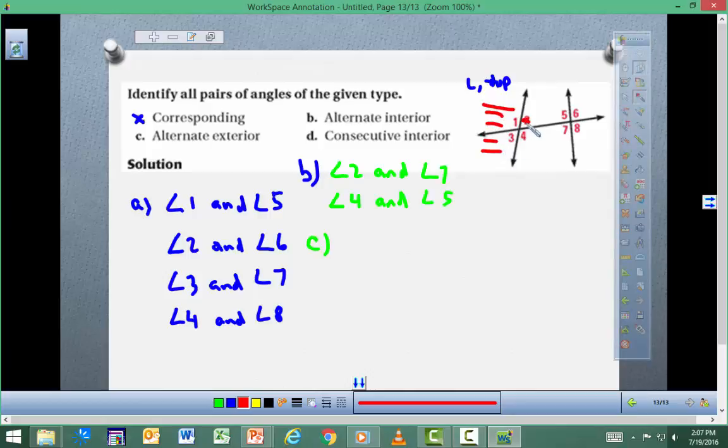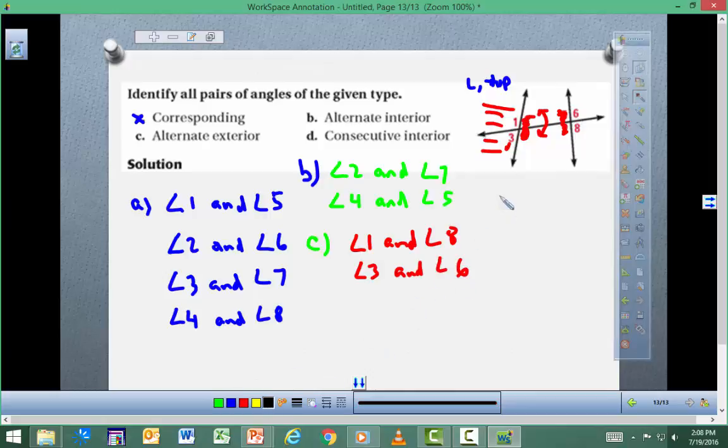And so now we don't care about these because they're on the interior. These are the only two that are on the exterior, and these are the only two on this side that are on the exterior. So if I take angle 1, I have to take angle 8, because again, you have to flip across the transversal each time. If you're alternating, you've got to flip sides. So angle 1 and angle 8. And if I chose angle 3 instead, I'd have to choose angle 6. So angle 3 and angle 6.